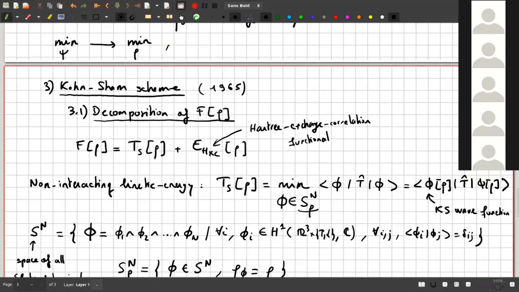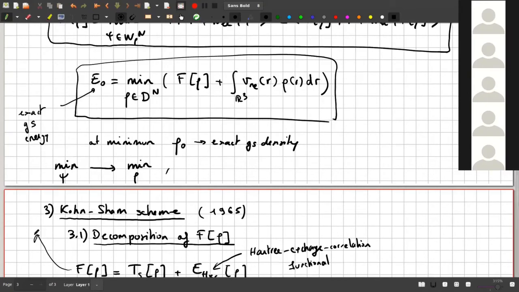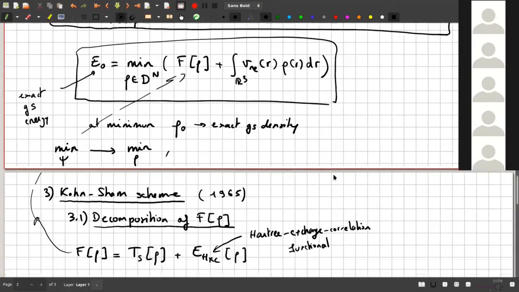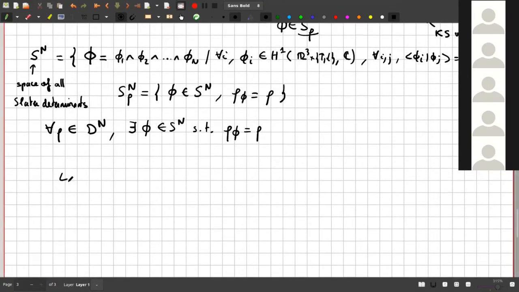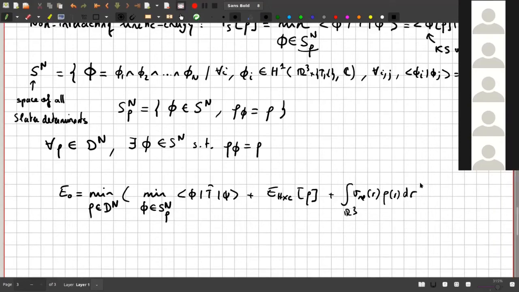So what we need is simply to introduce this decomposition back in this expression. Okay, so let's do that. I can write the exact ground state energy as the minimum over all N-representable densities of Ts. Ts I will write explicitly in terms of minimization over Slater determinants giving me the density rho. Then I have the Hartree exchange correlation functional of rho, and then I have the VNE integrated over the density.